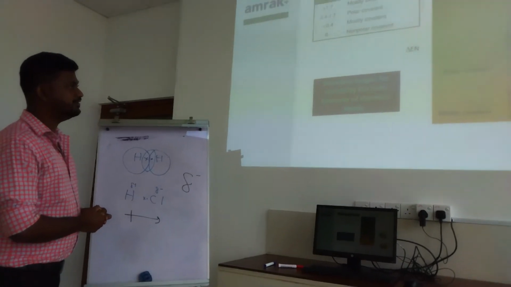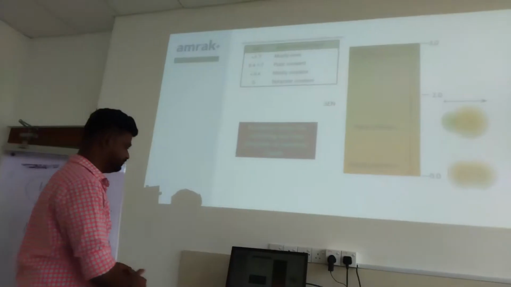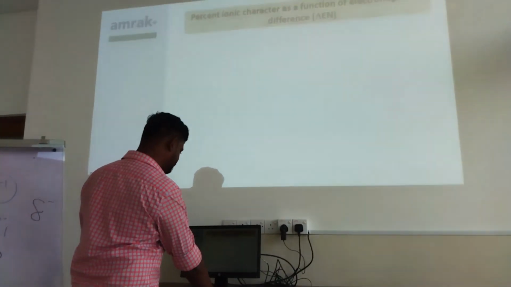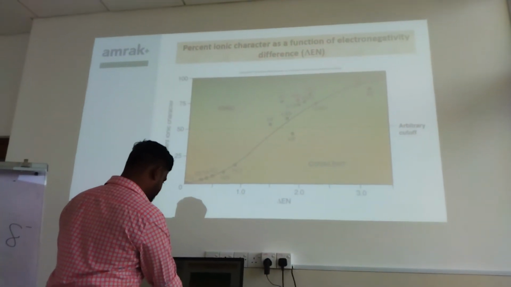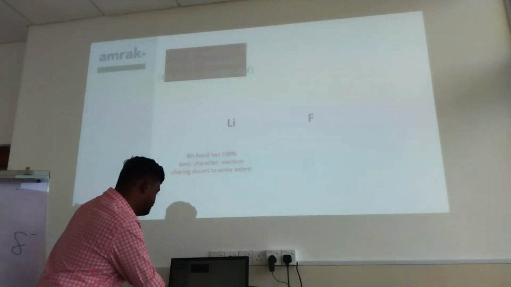These are the boundary ranges for classifying the ionic character of chemical bonds. You can see this in the diagram.